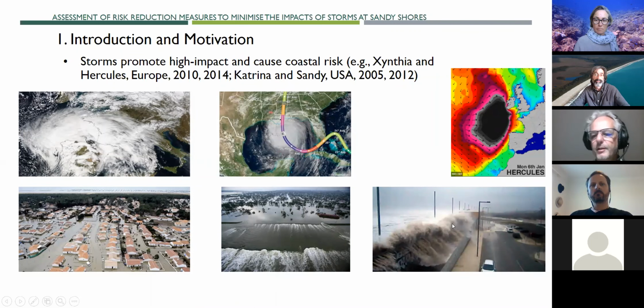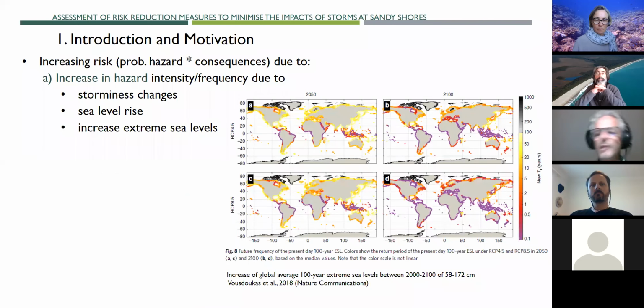And we have here a very nice image of Hercules overtopping just near Lisbon on the west coast of Portugal. So we know that we have high impact, strong coastal risk, loss of life, unfortunately, in several cases. And so this is a huge motivation to know more and a huge motivation to define methods to reduce the risk at coastal areas. Well, this is going to be worse in the future.